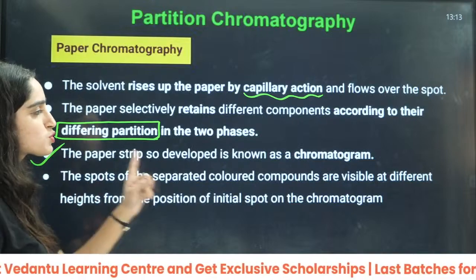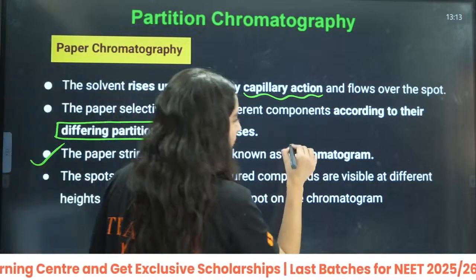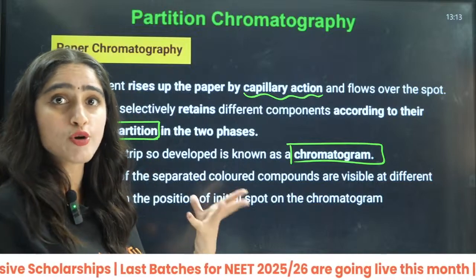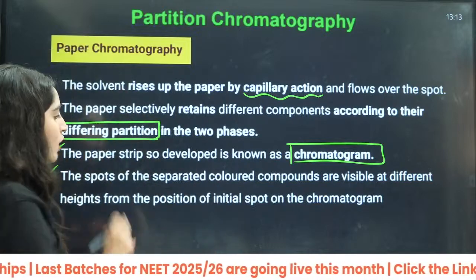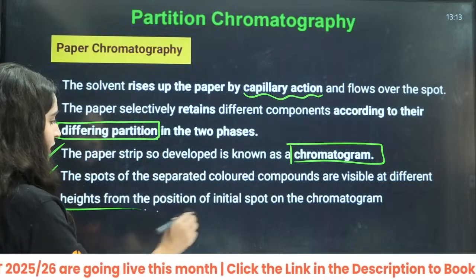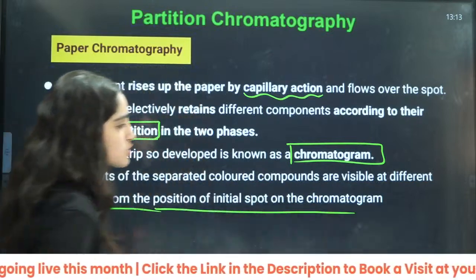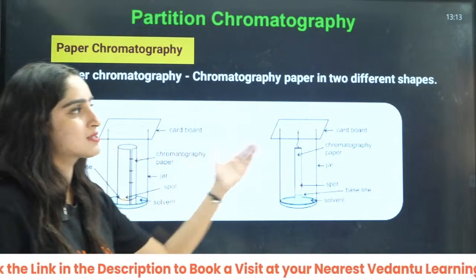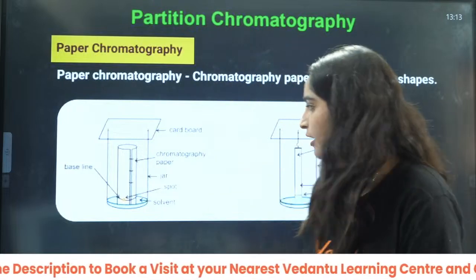The paper strip so developed is known as a chromatogram. Like you have your Instagram, this is the chromatogram. The spots of the separated color components are visible at different heights from the position of the initial spot on the chromatogram. This is the same as what we have done in thin layer chromatography.